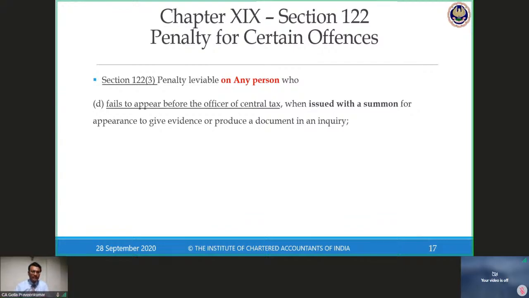Fails to appear before the officer of central tax. When a summons is issued, it is not compulsory that only a registered person should appear. A person who is not registered can also be summoned. Example, when I look into transactions of a particular registered person, I see that there is a transporter.